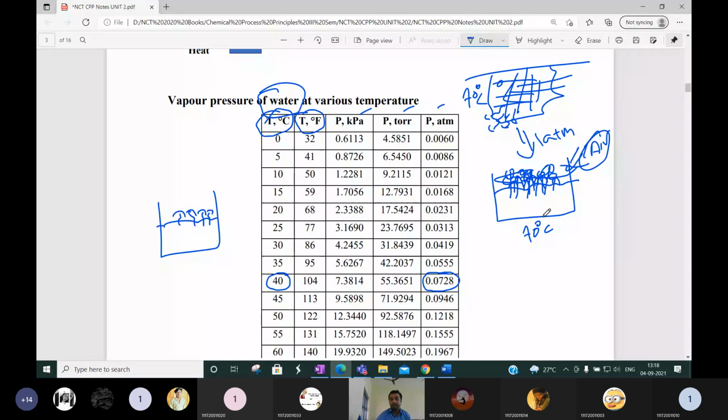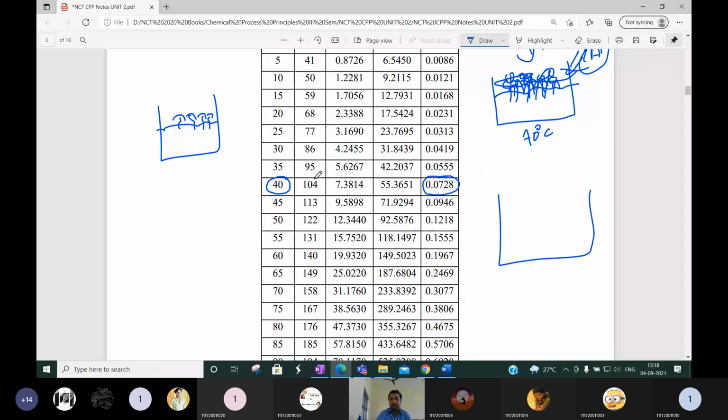But the concept is, at 40 degrees centigrade it has a certain vapor pressure. It means the liquid molecules will change to the vapor state, but the pressure generated is 0.0728, while the outside atmosphere is 1 atmosphere. Two things are there: the vapor pressure wants to go upward, but from outside we are exerting 1 atmosphere, which is higher. So the vapors do not come out freely. They will come, but at a slow rate.